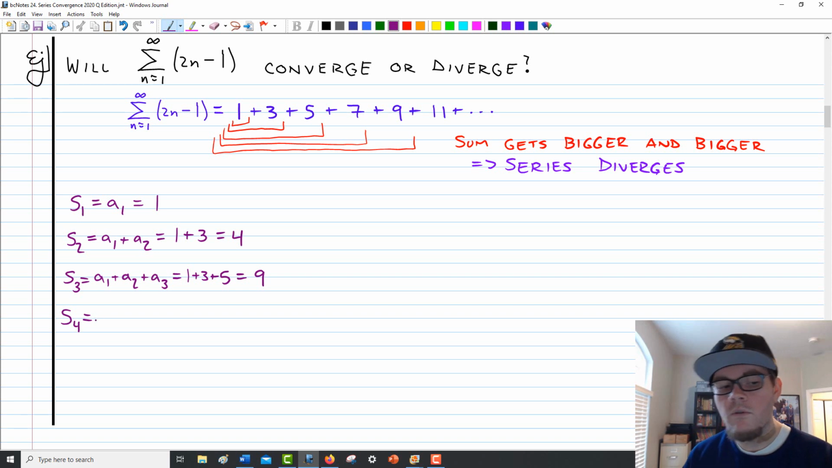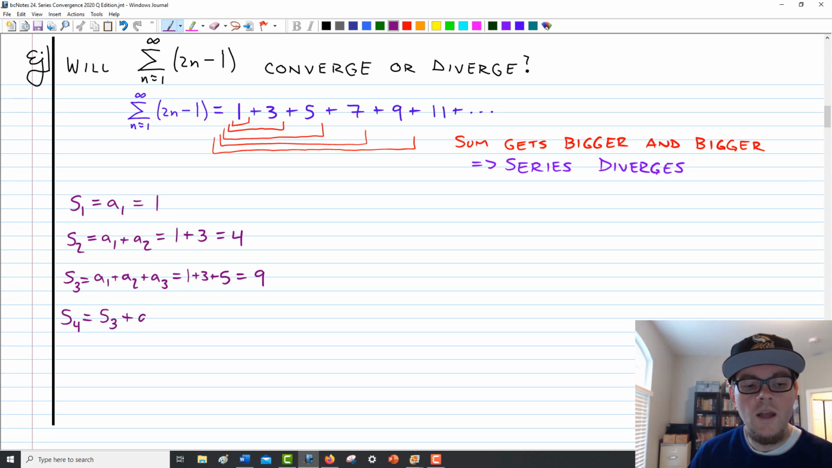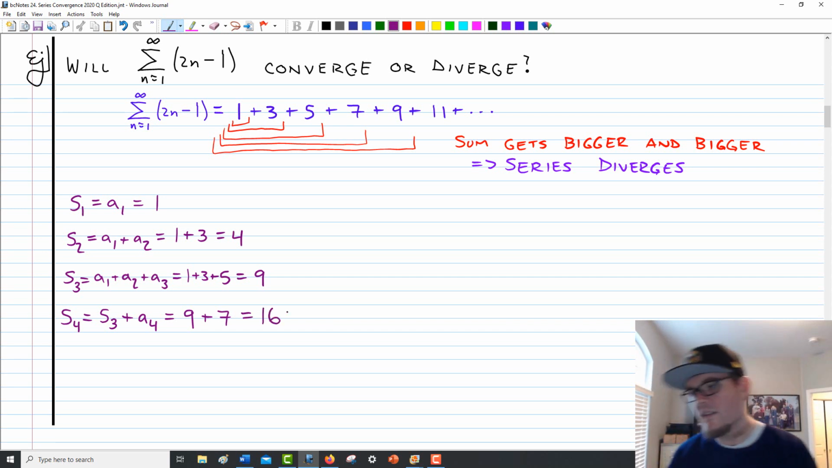At this point, if I want to talk about further partial sums, it might be worth pointing out that if we want to talk about the sum of the first 4 terms, we can really just take the sum of the first 3 terms and then add that 4th term to it, because those first 3 are going to add up to the same value anyway. So s sub 3 plus a sub 4 is going to be the 9 that we saw previously, plus the 4th term, which was 7, which gives us 16. 9 plus 7 is 16.